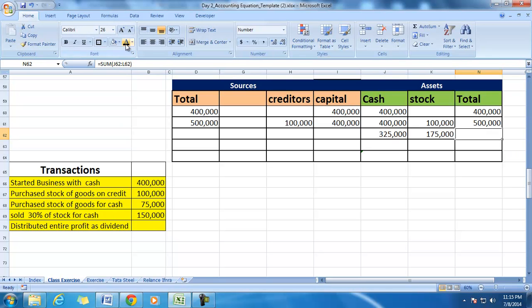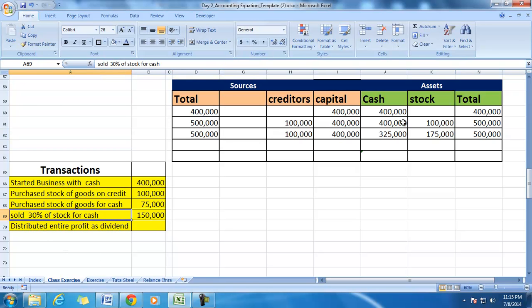So the total of the sources is 500,000. No change in the total, but the composition of the assets has changed. No change in the capital, no change in the creditor, and so no change in the total of the sources. In this transaction there is a change in the composition of the assets, cash converted to stock. So we can see that because of the accrual principle, both cash and credit transactions are recorded.